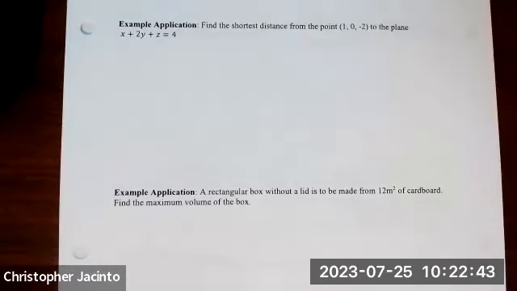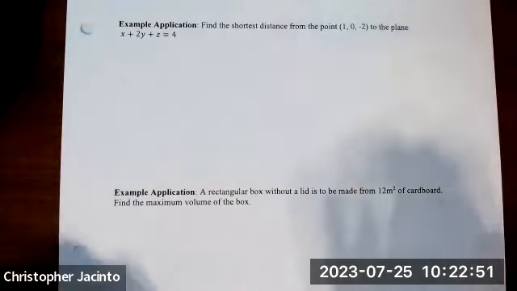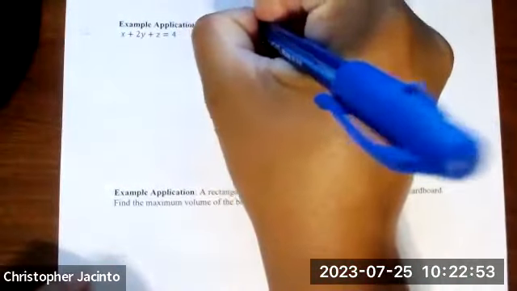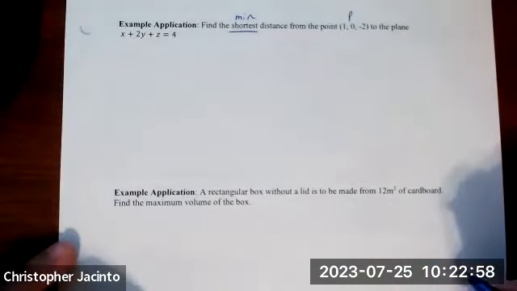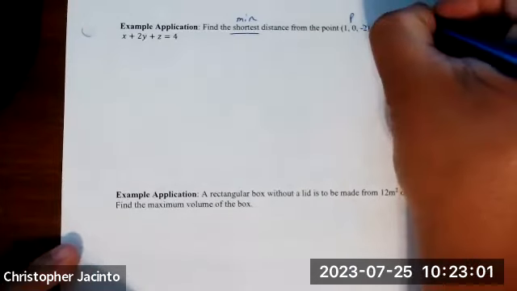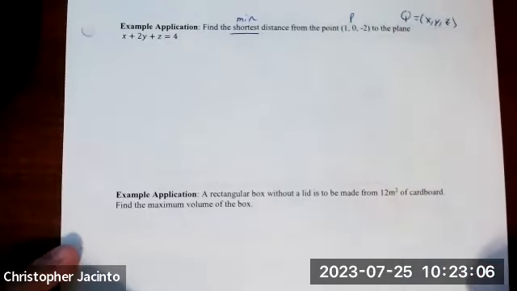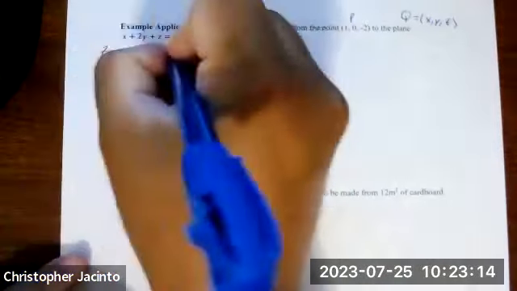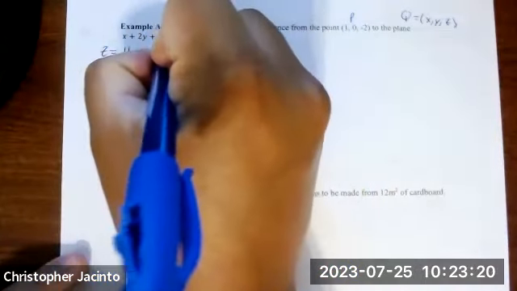Find the shortest distance from the point (1, 0, -2) to the plane x + 2y + z = 4. So shortest means minimum, right? Here's our point B. So we have to find a Q, call Q (x, y, z), a point on this plane. And I'm going to rewrite this to make it z equals instead, so just bring everything over to look like that.